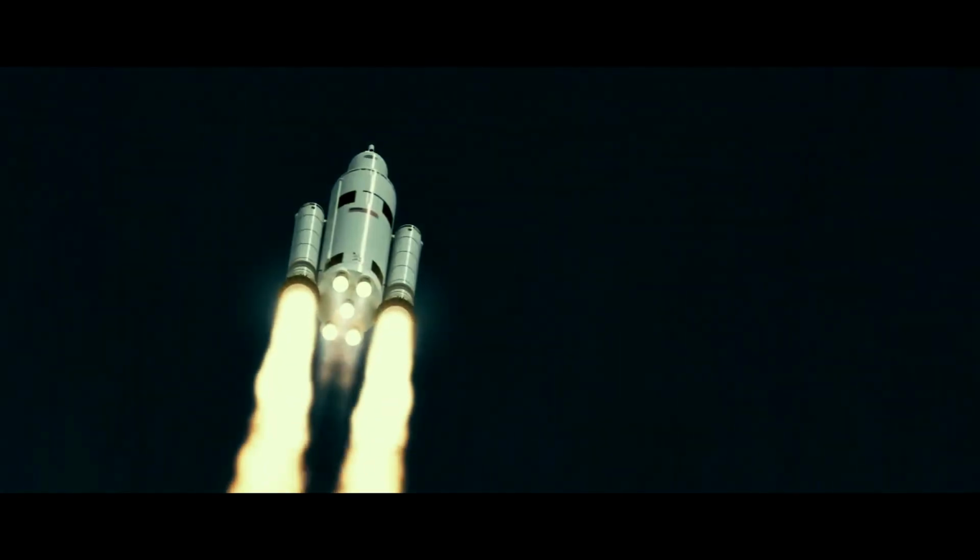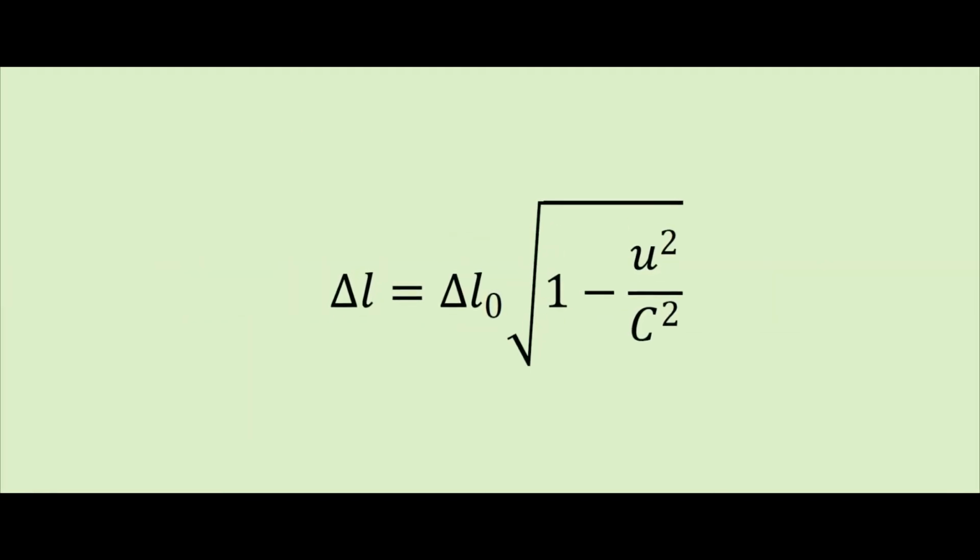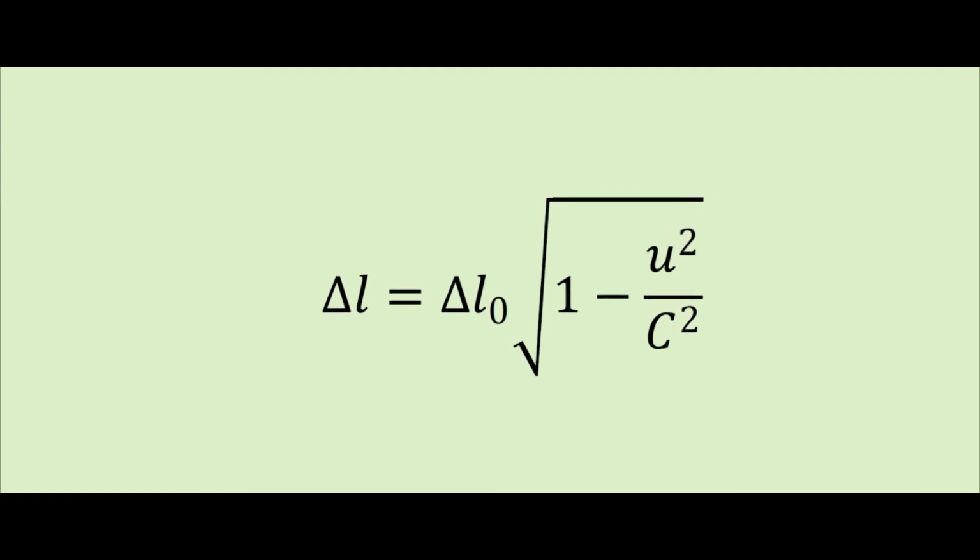Another important consequence is that a moving object's length is measured to be shorter than its proper length, which is the length as measured in the object's own rest frame. This phenomenon is called length contraction. By similar calculation as time dilation, we can obtain the expression for length contraction.